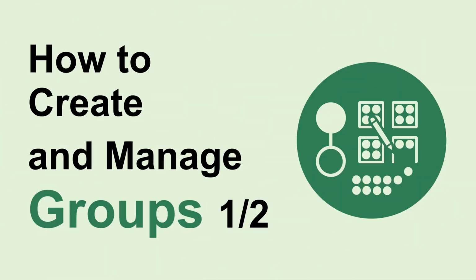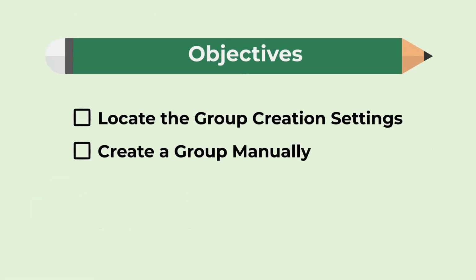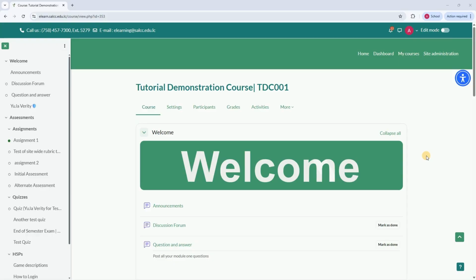In this video you will be learning how to locate the group creation settings and create a group manually. To begin the creation of groups for your course, you must first be in editing mode. The setting for this is located in the top right corner of your screen.